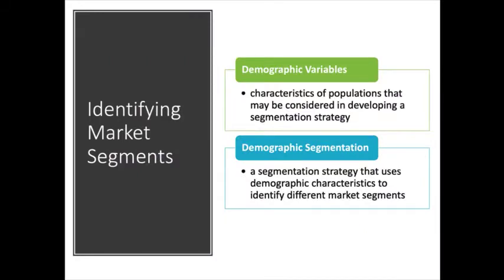Another way to identify specific market segments is by demographics. You see there demographic variables defined as characteristics of populations that may be considered in developing a segmentation strategy. And therefore, demographic segmentation, a segmentation strategy that uses demographic characteristics to identify different market segments. Well, a question arises, what kinds of characteristics of populations might you use to categorize and bin particular different segments?